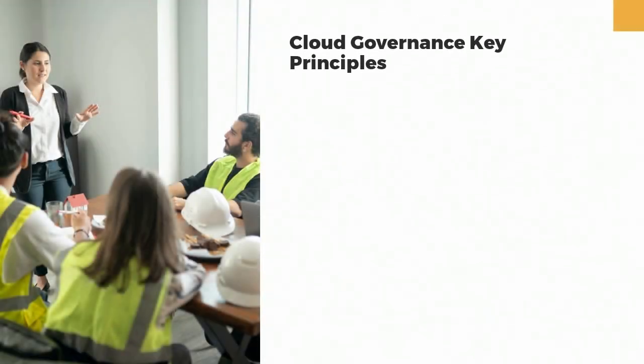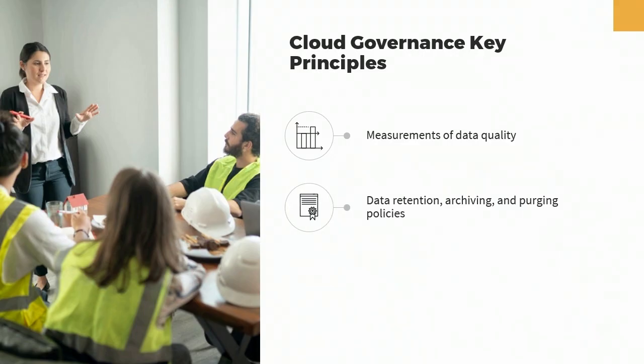Now, cloud governance and key principles are important here. So talking about measurements of our data quality, this needs to be in place, and this is often the most used data governance metric. You'll notice that this valuable information is going to be visible to both data owners and our consumers. This allows our users to see how many times a data set has been entered, how many data values are similar across our entire system. So this measurement of data quality needs to be in place. There's also data retention, archiving, and purging policies. This is all part of the data lifecycle, and it needs to be planned and managed.